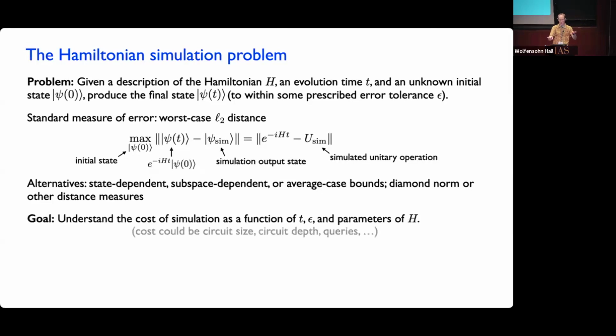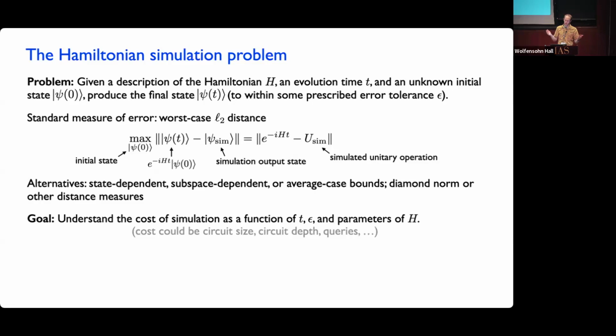Yeah, so I really don't mean to be prescriptive, that somehow this is the only way to measure error. Just that this is the most obvious thing, and it's the thing that's done in a lot of work on algorithms for this problem. And then our goal is to understand what is the cost of simulating the dynamics as a function of various parameters of the problem. The ones that I'm going to focus on here, where there's been a lot of work, are the amount of time that you evolve for, t, and the amount of error that you allow, epsilon.